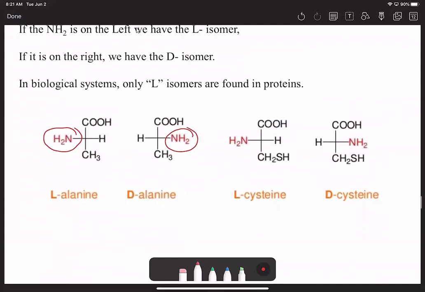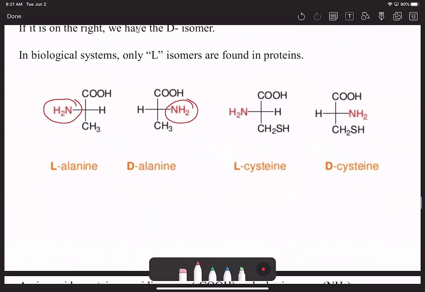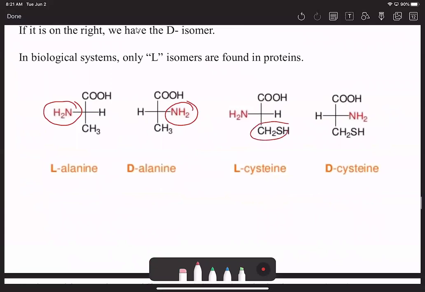Right. So over here, we just have this basic bare bones structure to determine whether this is D or L. So here's my R group, here's my R group. And depending on the amine group being on the left or the right-hand side, we have our L, D, and L isomers here.